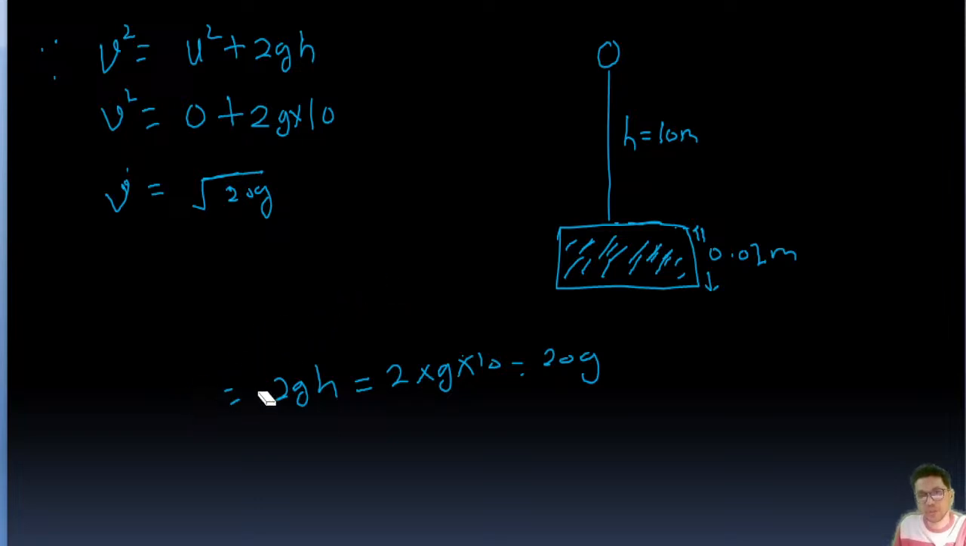Okay, so we have got the velocity of the particle, or velocity of an object, just before hitting the cushion. Well, now we will use that second law of motion, Newton's second law of motion that we know.